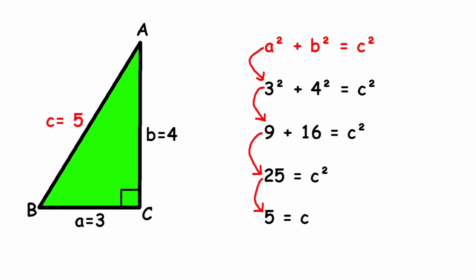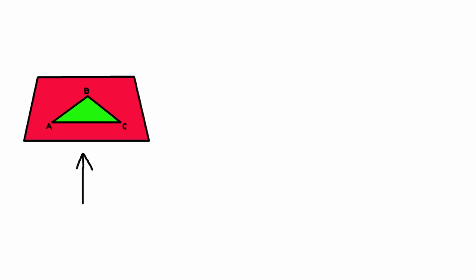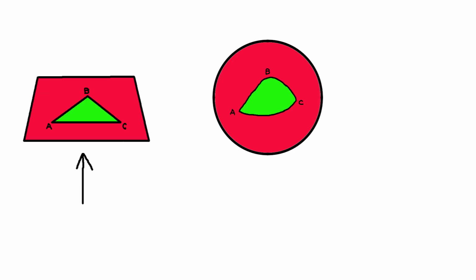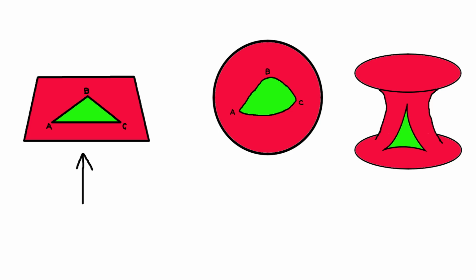However, there's one important exception. The Pythagorean theorem only works on flat surfaces, like a piece of paper. If you draw a right triangle on a curved surface like a ball, the theorem might not apply. This is because the Pythagorean theorem is a rule of flat, or Euclidean, geometry.